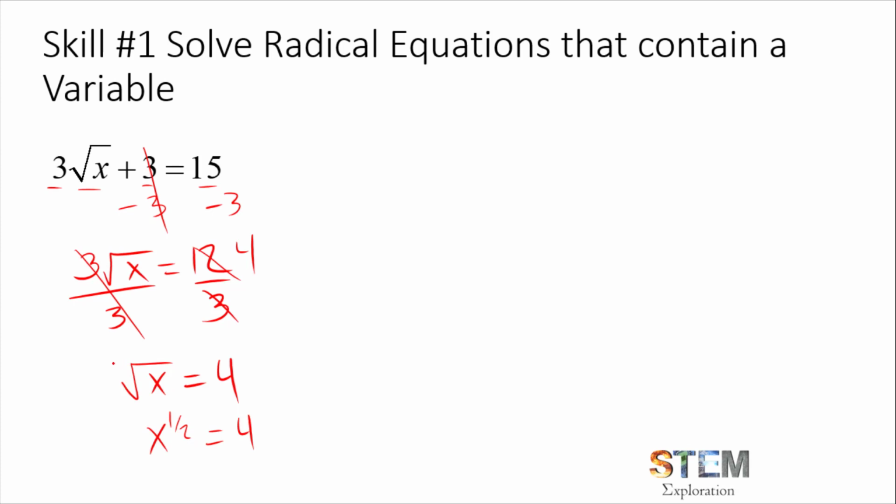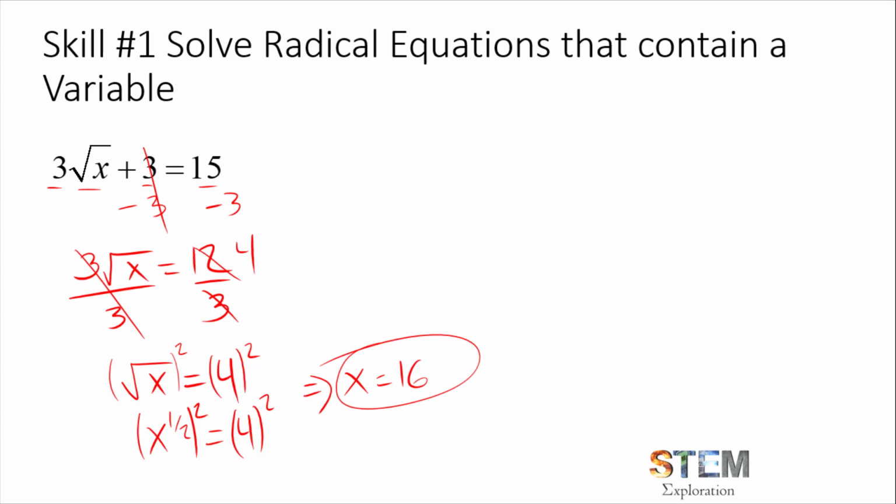The easiest way to do that is to raise the 1/2 power to its inverse, which would be the second power, and do the same thing to both sides. What you get as a result is that x is equal to 16. Hopefully that's a relatively simple example to get you thinking that we can take these radical equations, something with a different power than 1, and find these solutions.